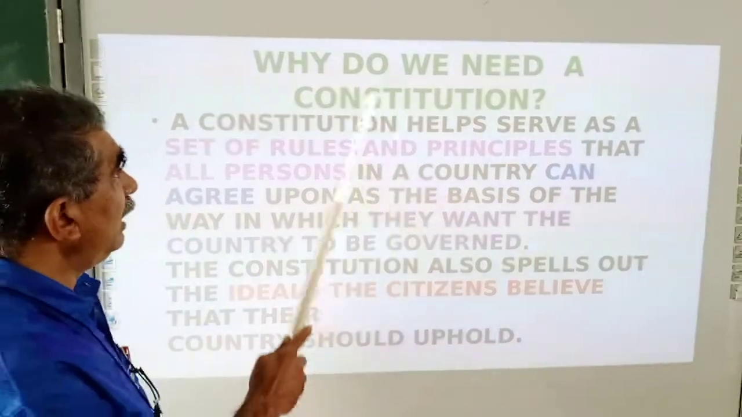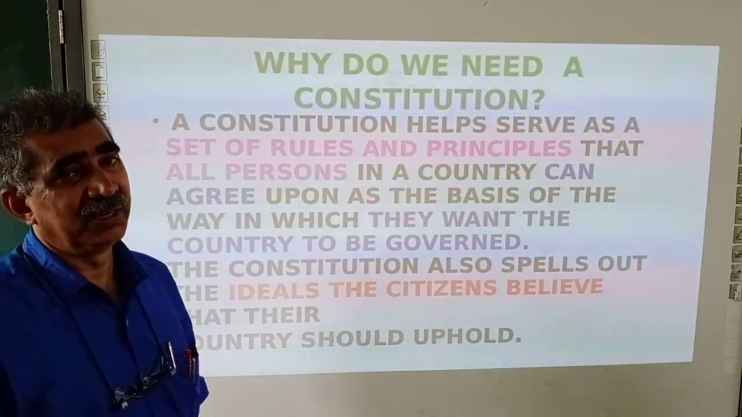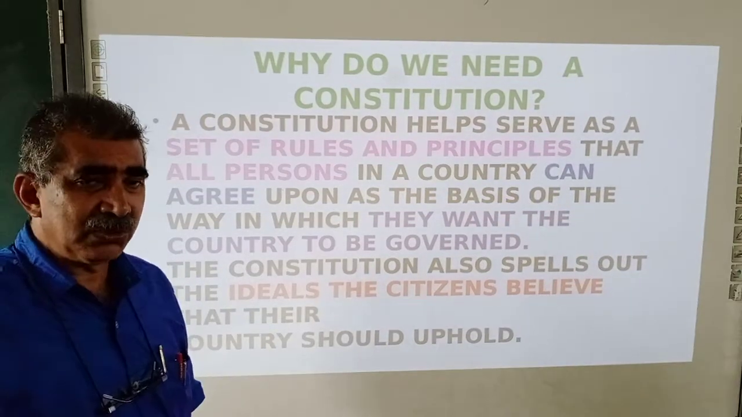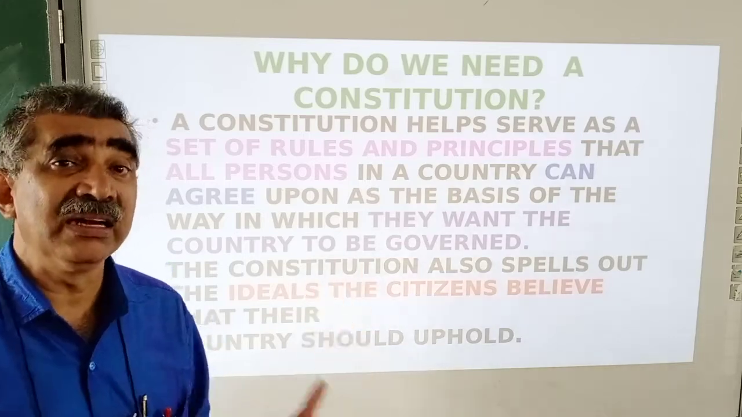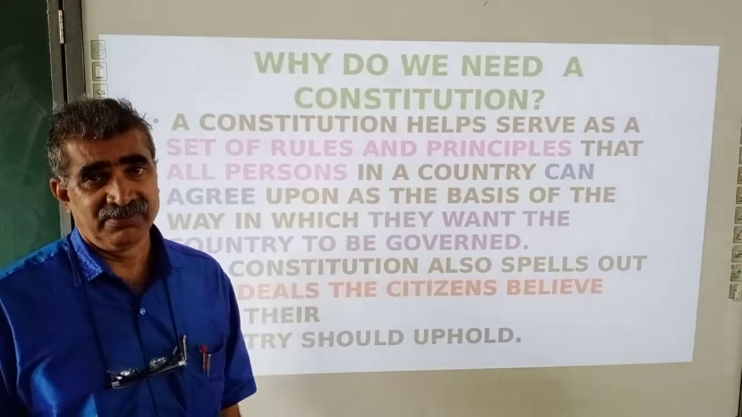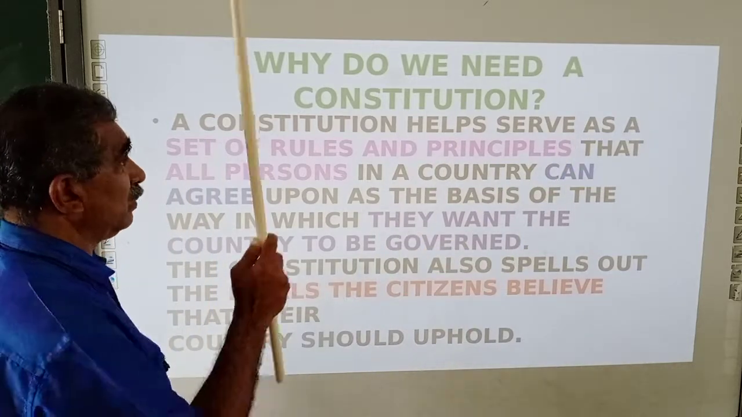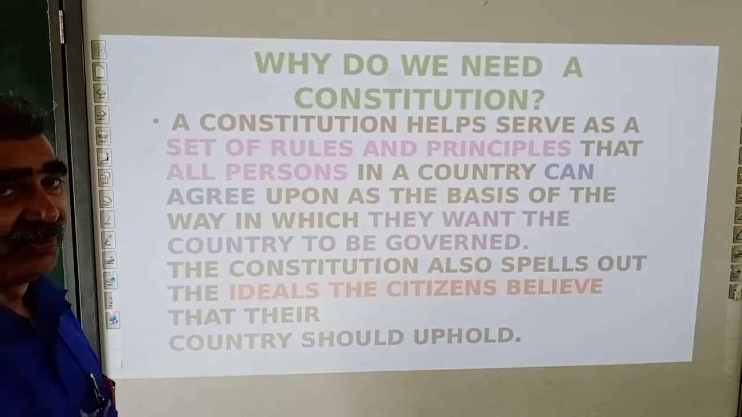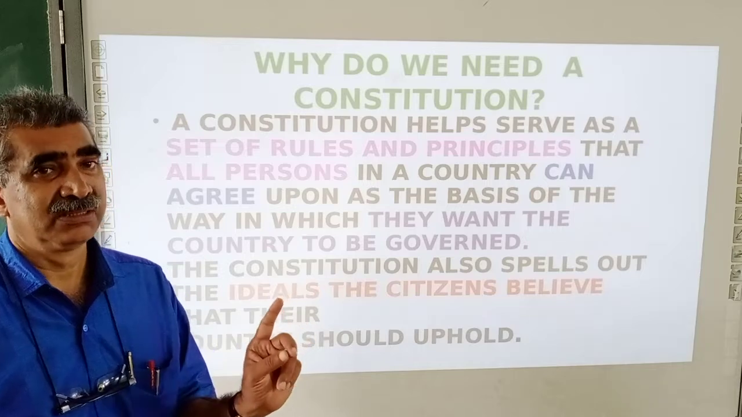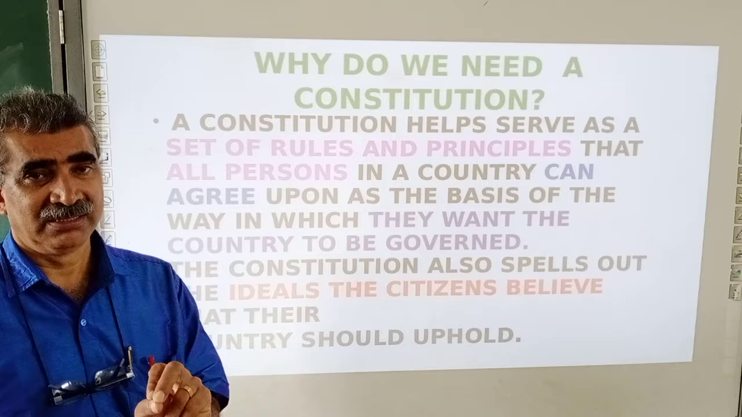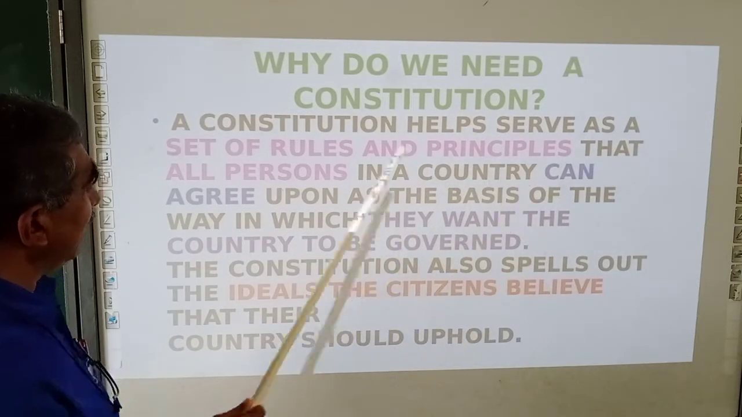Now next, why do we need a constitution? I have already explained to you. Without the constitution, we cannot go. There may be a written constitution and an unwritten constitution. As I told you, written rules and regulations are there, and unwritten rules and regulations are there. So, a constitution serves as a set of rules and principles. Principles means ideals, ideas, thinkings, thought-provoking things. These are the principles that all persons in a country can agree upon.